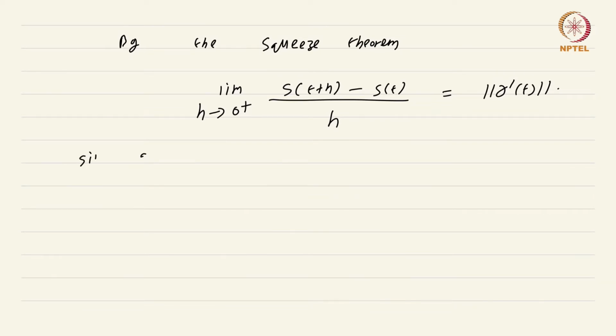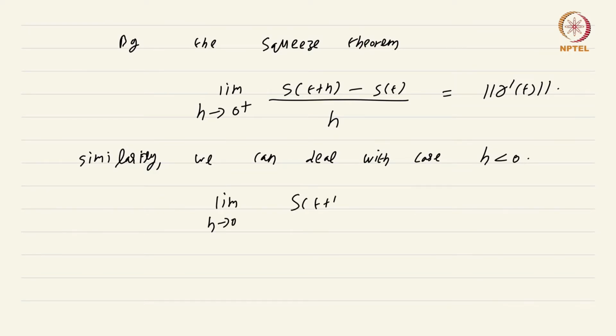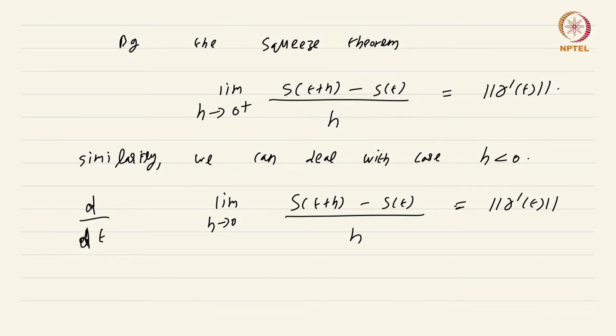Similarly, we can deal with the case h less than 0. So the net upshot is the limit as h goes to 0 of s of t plus h minus s of t by h is norm gamma prime of t. But this is nothing but d by dt of s of t, which is nothing but s prime, the derivative of s at t.